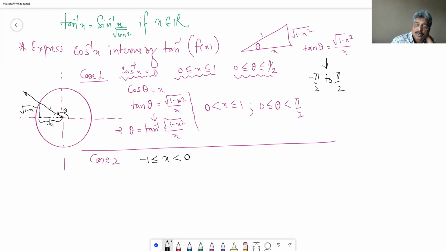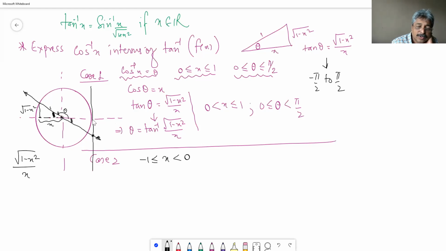Now, what about the sign of this ratio, radical 1 minus x square upon x? What is the sign of this, positive or negative? Numerator is positive, denominator is negative. Therefore, the sign of this is negative. Therefore, whatever this small angle that you have made here is going to be a small angle towards the negative side, in the fourth quadrant.